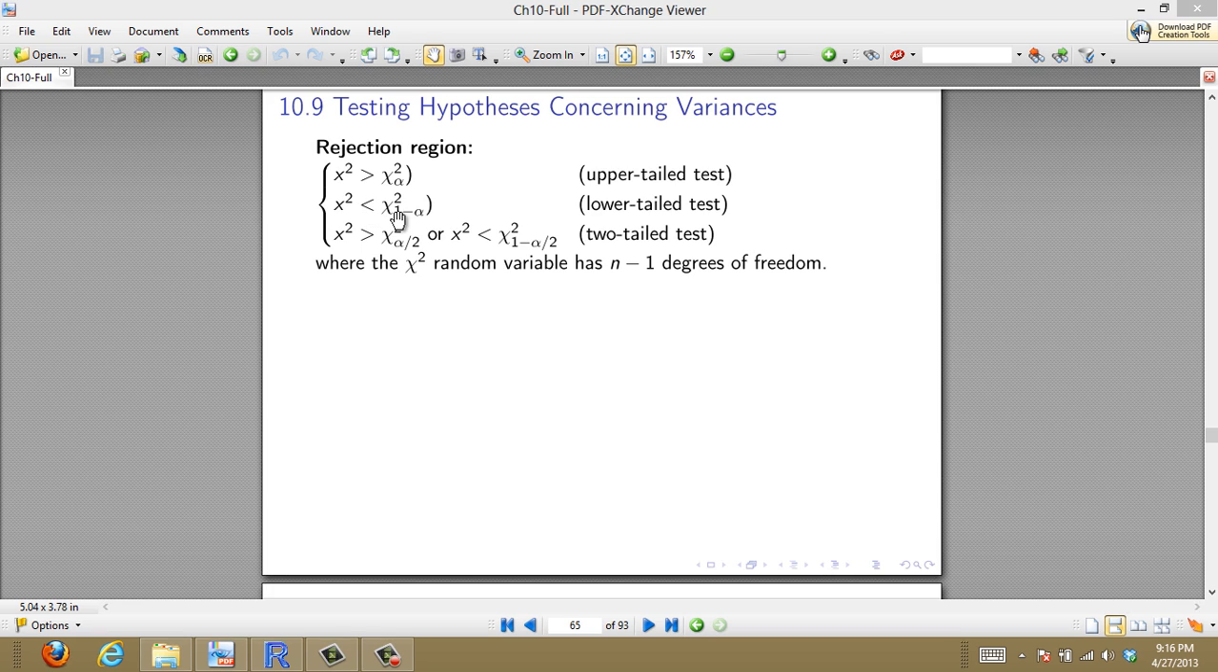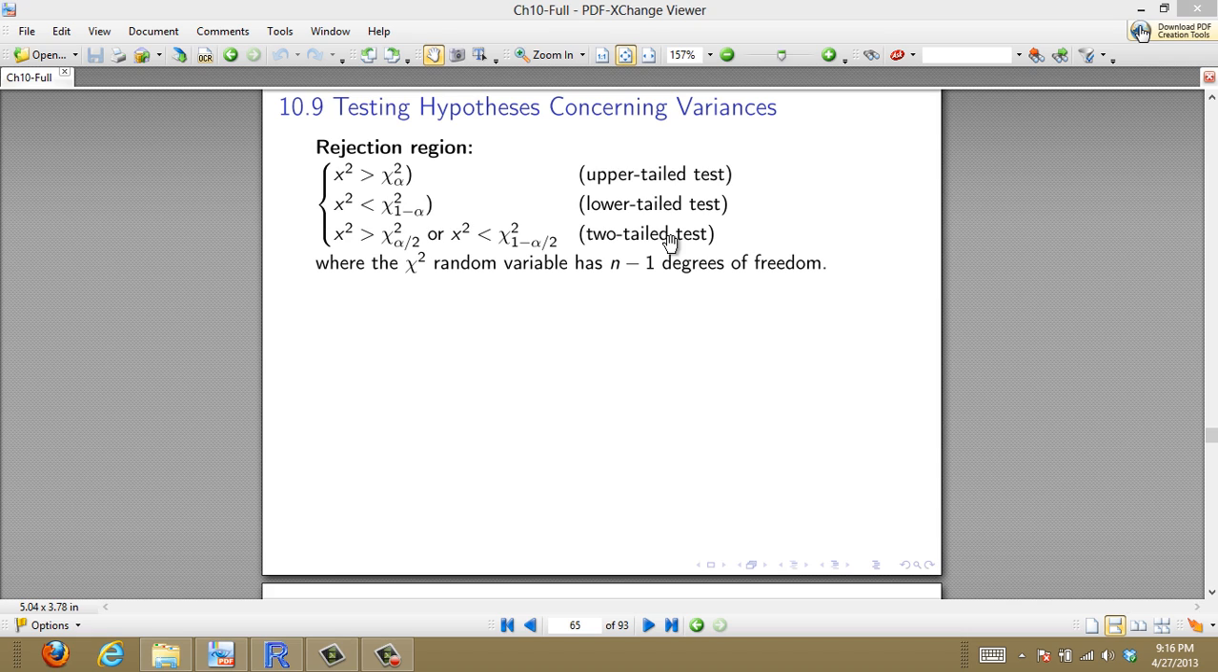So whereas the t distributions and the z distributions are both symmetric, and the hypothesis tests related to those distributions look very similar, you have to be a little bit more careful and recognize that this is a slightly different setting, so we do things a slightly different way. For a lower tail test, the rejection region is that the test statistic is less than the alpha quantile of the chi-square distribution with n minus 1 degrees of freedom.